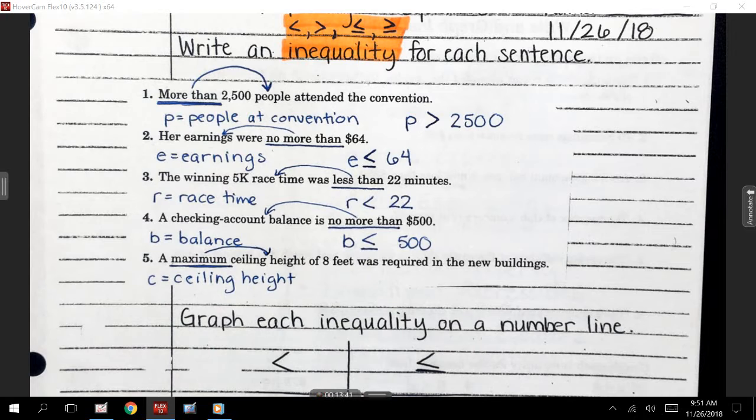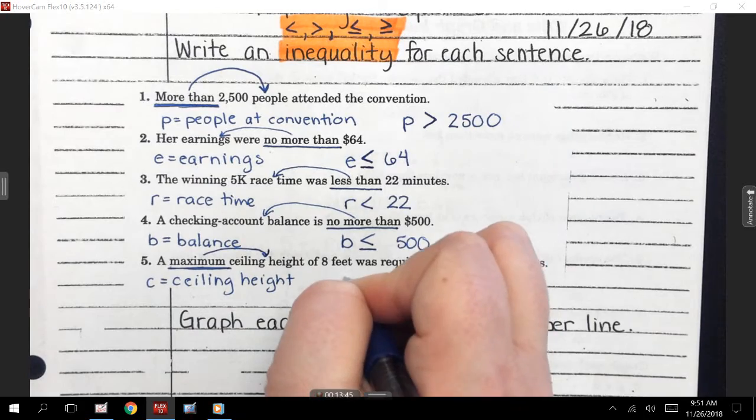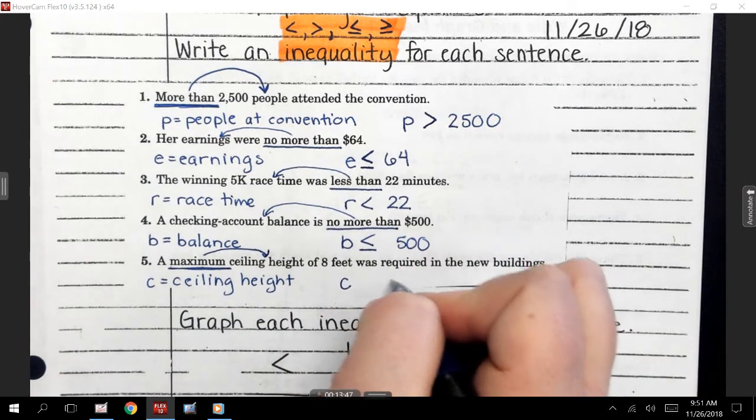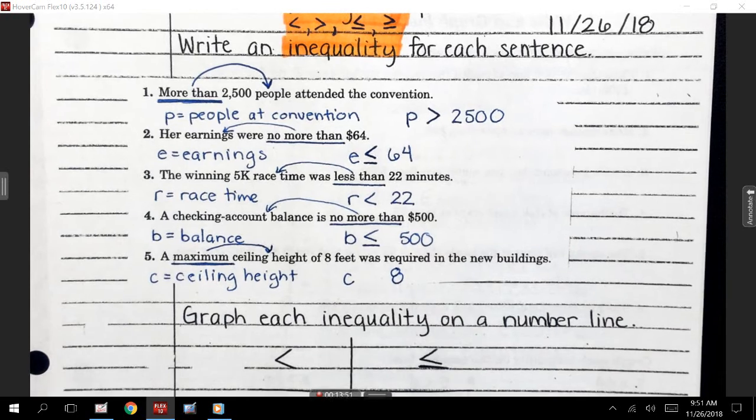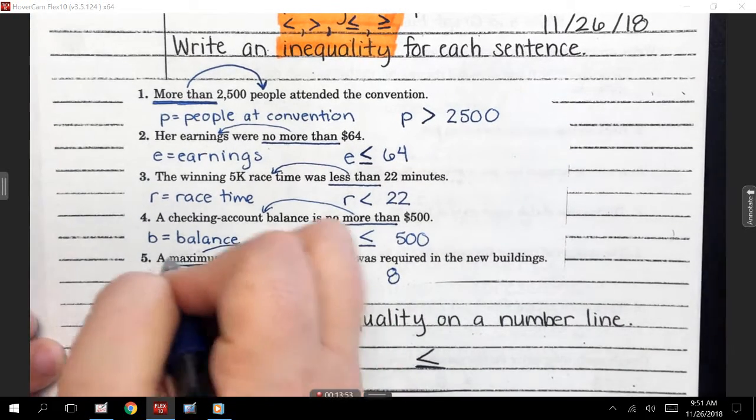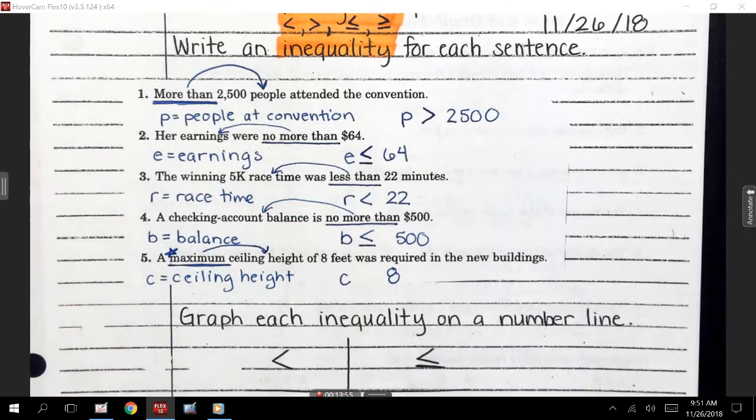So we have the maximum ceiling height of 8 feet. I'm going to put C for ceiling height, and then I'm going to put my number, which is 8. The word maximum, I even put a little star by it because I think it's a tricky word. It tricks a lot of people, but we're going to think about this.